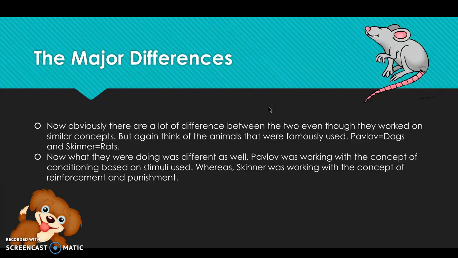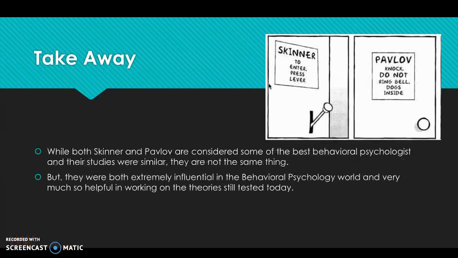But obviously the big difference between the two, even though they worked with a similar concept, was the animals, which, like I said, always think of the animals. Pavlov was dogs and Skinner was rats. What they were doing was different as well. Pavlov was working with the concept of conditioning based on the stimulus that he was producing, whereas Skinner was working with the concept of reinforcement and punishment, which was different than what Pavlov was doing. Skinner was kind of punishing the animals, whereas Pavlov was just introducing different stimuli.